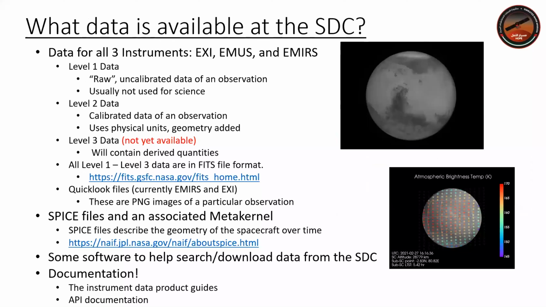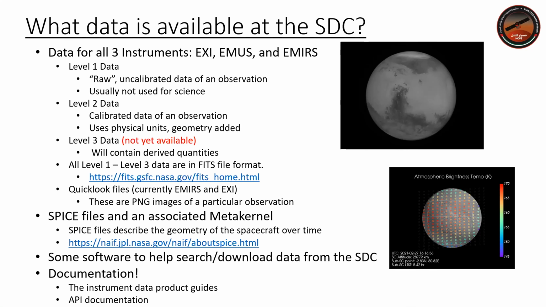So what type of data do we have at the Science Data Center? First of all, we have data for all 3 instruments: EXI, EMUS, and EMIRS. Right now we have level 1 data, which is typically uncalibrated. The levels refer to how processed the data is.